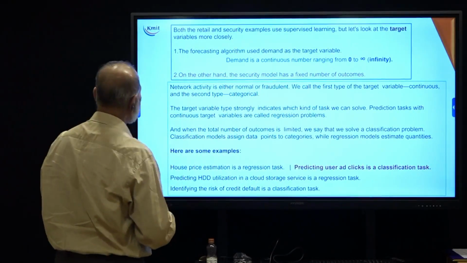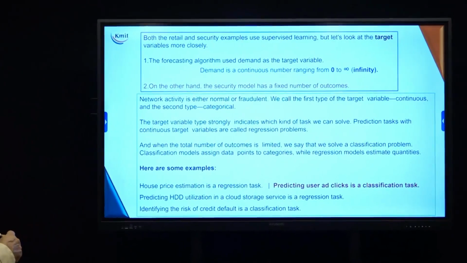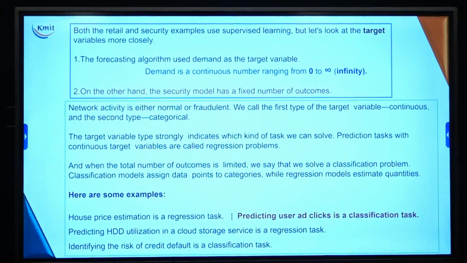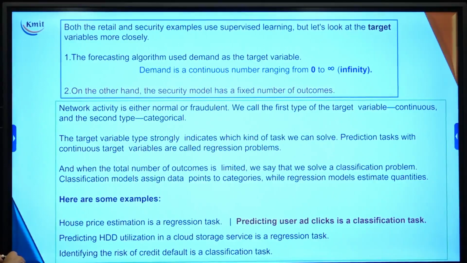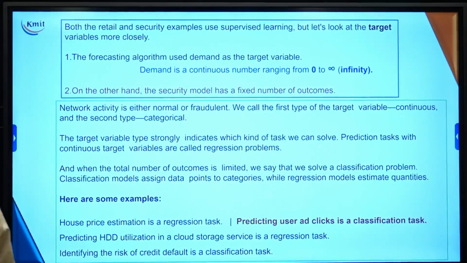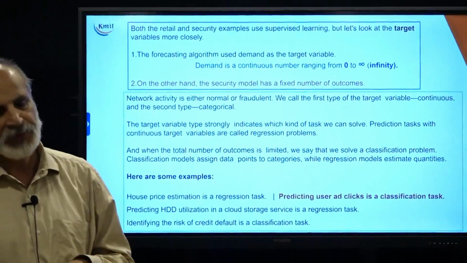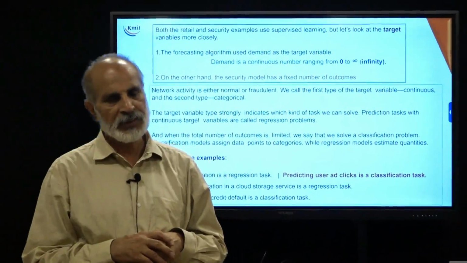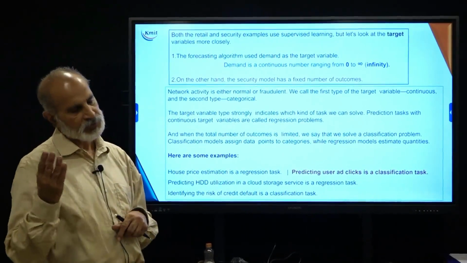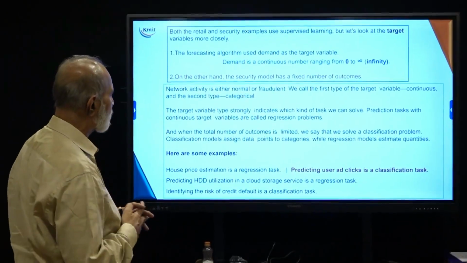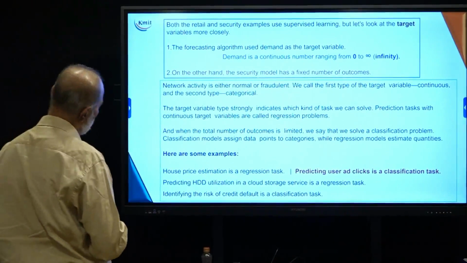Both the retail and security examples use supervised learning, but let us look at the target variable more closely. The forecasting algorithm uses demand as the target variable. Demand is a continuous number. The number may be 100, 200, 5000. So demand is a variable whose value can be 0 to 1000, 2000, or in general a value between 0 and infinity.